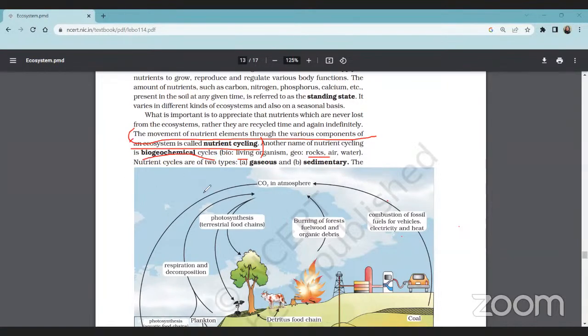Nutrient cycles are of two types: gaseous cycles and sedimentary cycles.